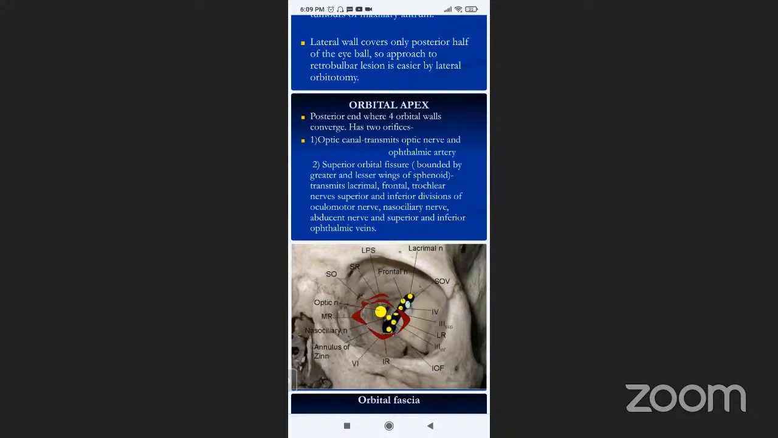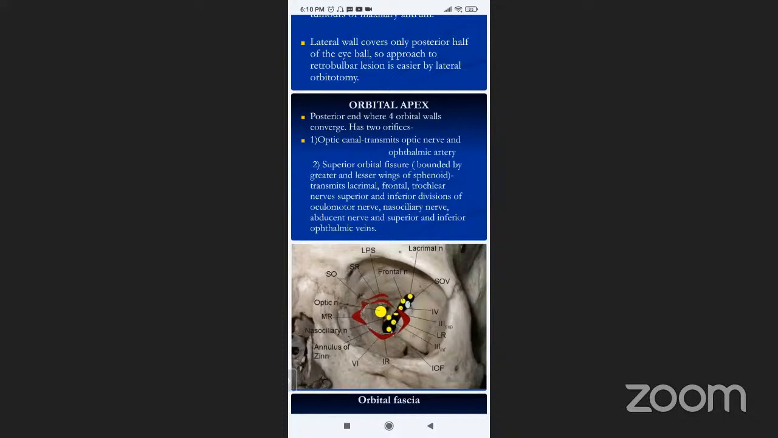So these structures include lacrimal, frontal, trochlear nerves, then superior and inferior divisions of the oculomotor or third nerve, nasociliary nerve, then abducens nerve, and superior and inferior ophthalmic veins. So usually you can remember it by the LFT obtained, no abnormalities detected. That is lacrimal, frontal, trochlear, LFT.